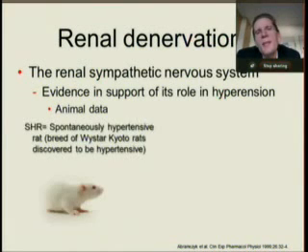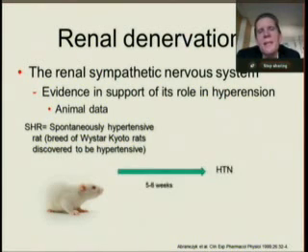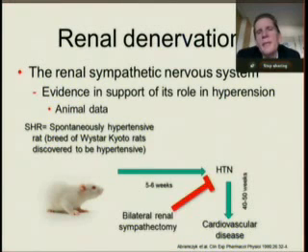This is another experiment with the rat model. This is the spontaneously hypertensive rat, which is a breed of the Wistar-Kyoto rat, discovered to be hypertensive. After 5 to 6 weeks, it develops hypertension, and after about 40 to 50 weeks, it develops cardiovascular disease. If you do a bilateral renal sympathectomy, you can actually attenuate or prevent the development of hypertension.